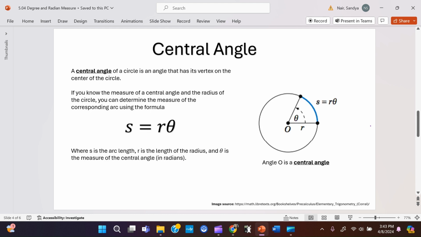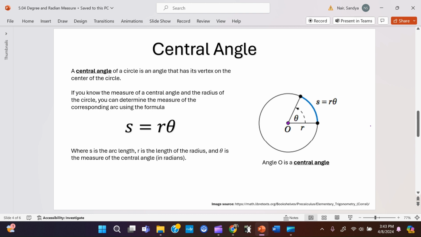So another thing we talk about in this unit is the central angle. A central angle of a circle is an angle that has its vertex on the center of the circle. So you can see here in this diagram, angle O is a central angle because its vertex is the center of the circle. So what happens is if you know the measure of a central angle and the radius of the circle, you can determine the measure of the corresponding arc using the formula S equals R times theta.